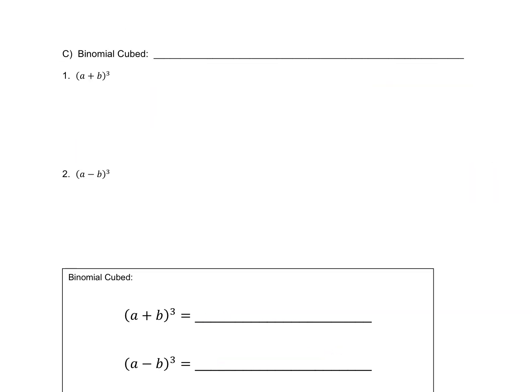All right, here's another one. There will be one question on your quiz. There will be one question on your test like this, okay? It's basically like a 3-step problem. So that's what makes it harder. So a binomial cubed means it's a parentheses multiplied 3 times.